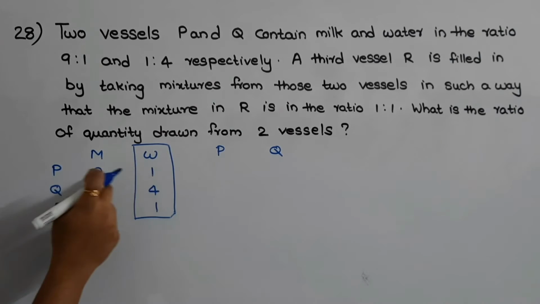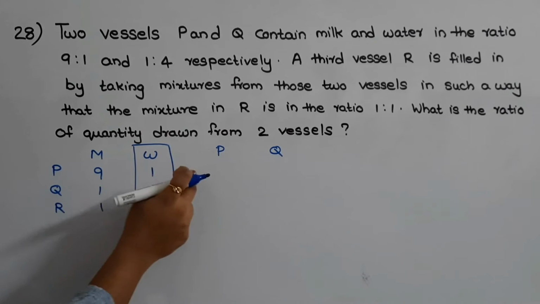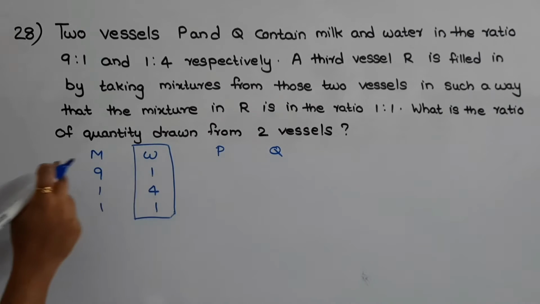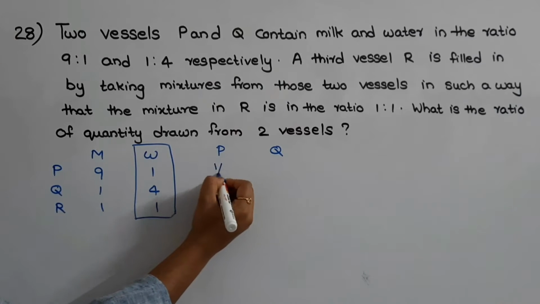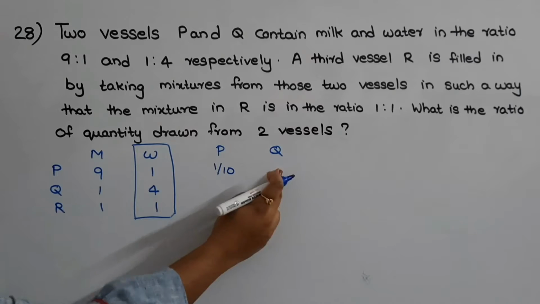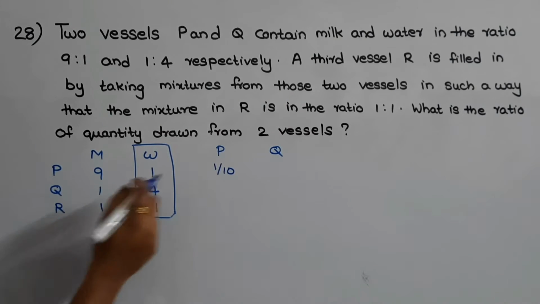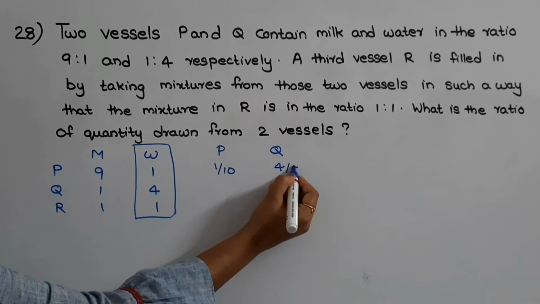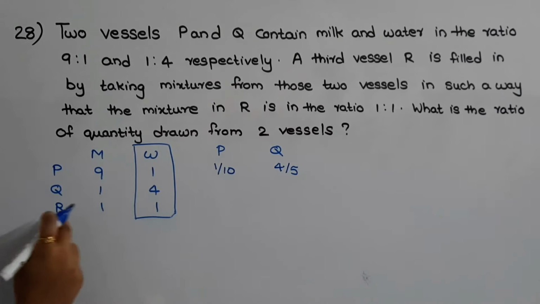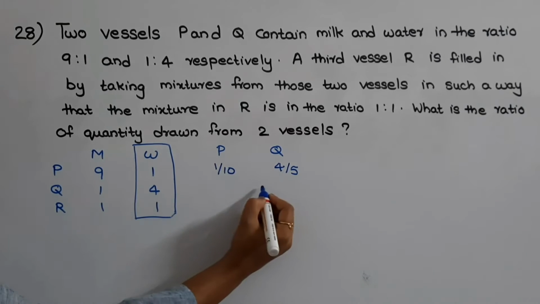Total quantity of the mixture in P is 9 plus 1, that is 10. So the fraction of water that is present in P will be 1 by 10, and the fraction of water that is present in Q will be 4 by 5. And the fraction of water that is present in R is 1 by 2.